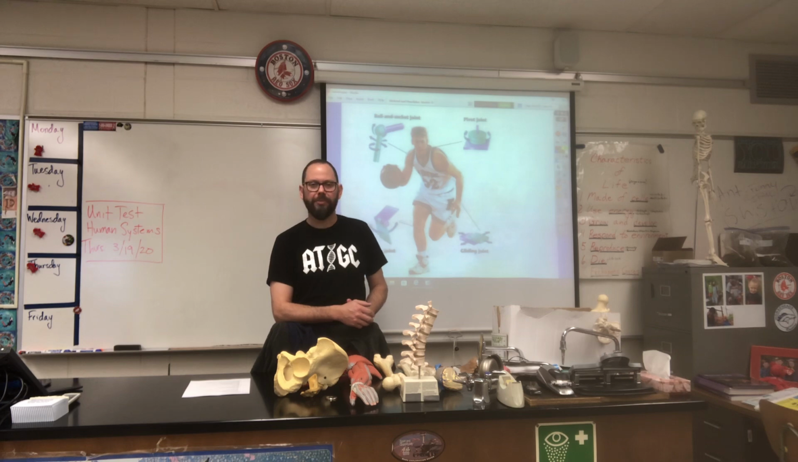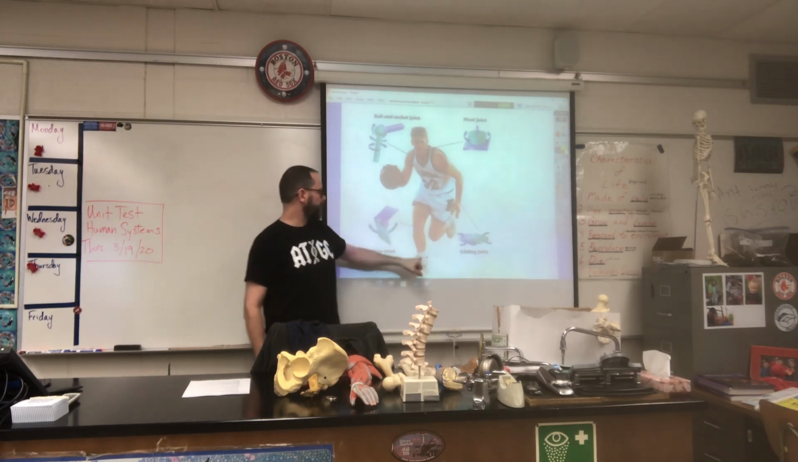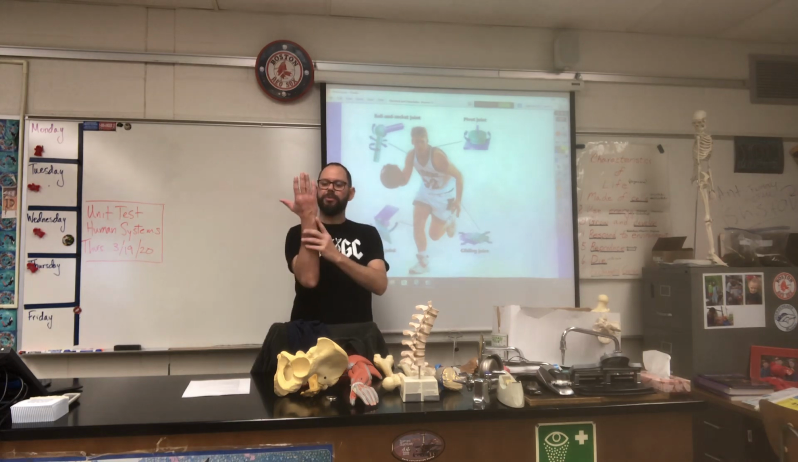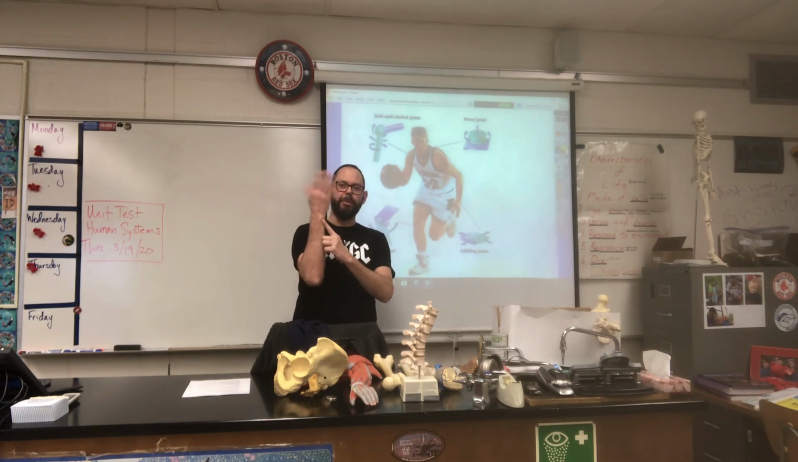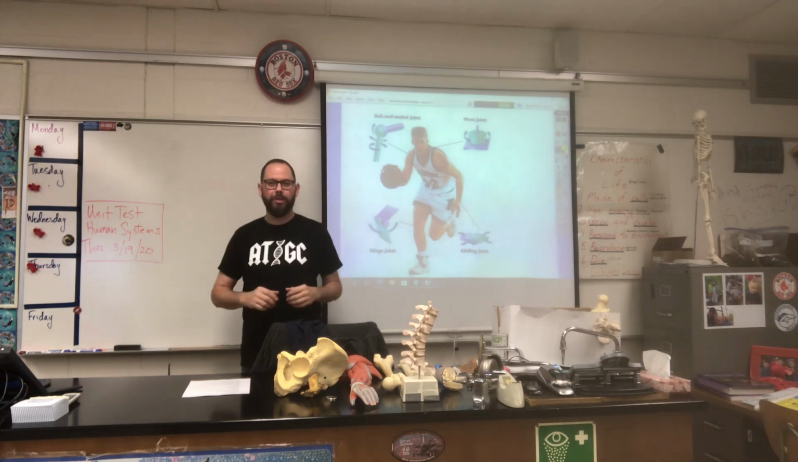And then finally we have the gliding joint. We have that in the wrist, and the gliding joint is in the ankle. That's where the tiny little bones of the wrist, hopefully you remember the name of those bones, the carpals, are able to glide over one another, and that's what gives us that very wide range of motion there.